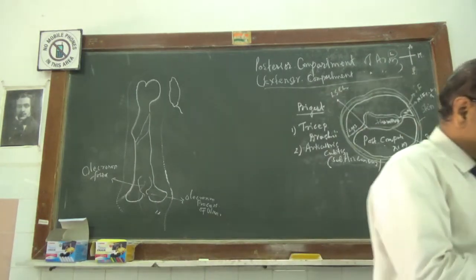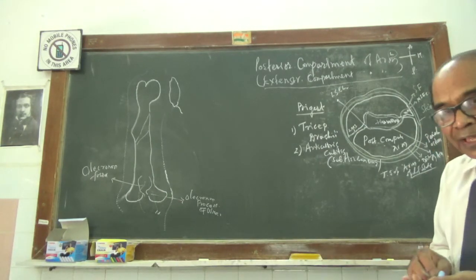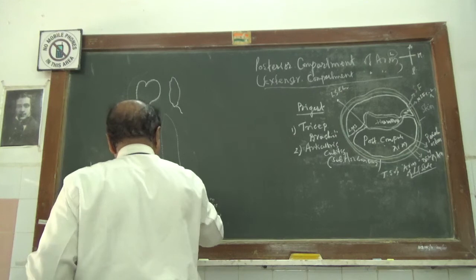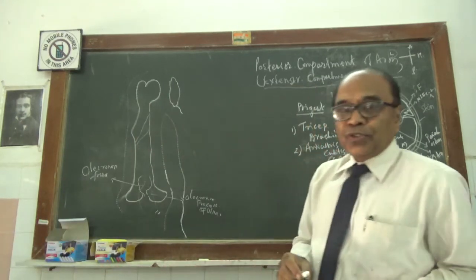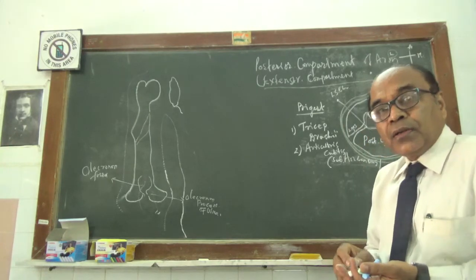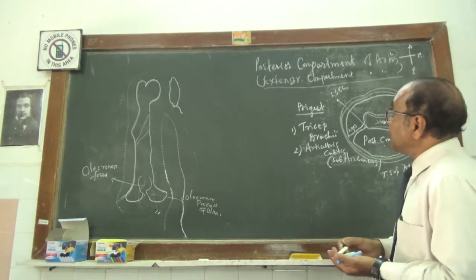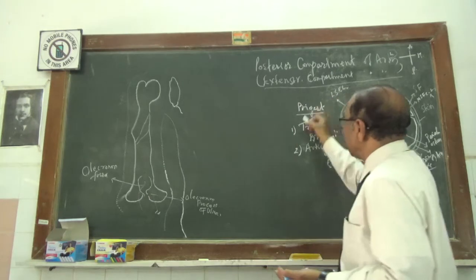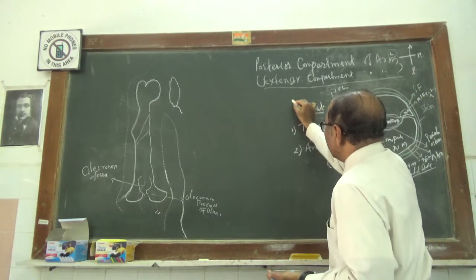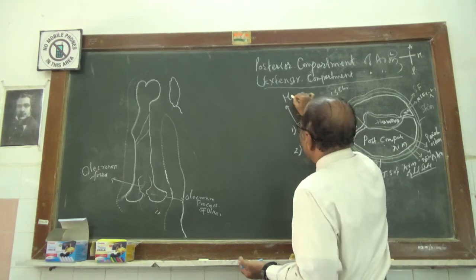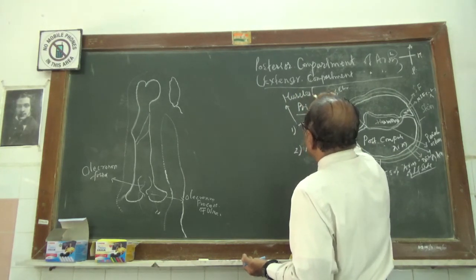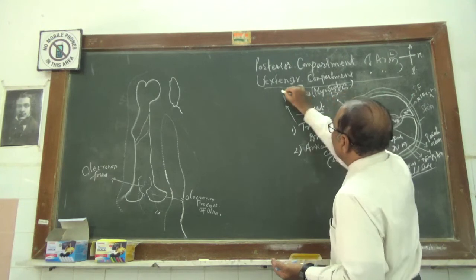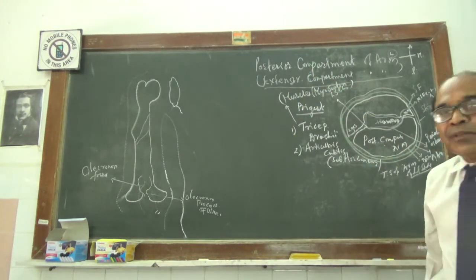In order to tell the posterior compartment or the extensor compartment of arm muscles with that outline, now we should go to the dealing of the extensor compartment of the arm, especially the muscle series, the myology section, which is present in the extensor compartment or the posterior compartment of arm.